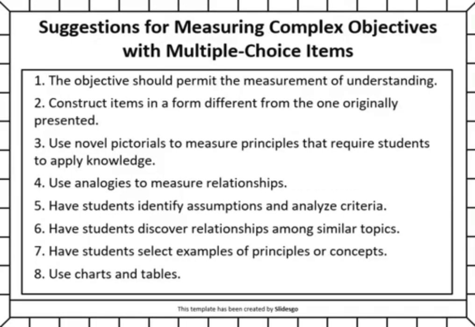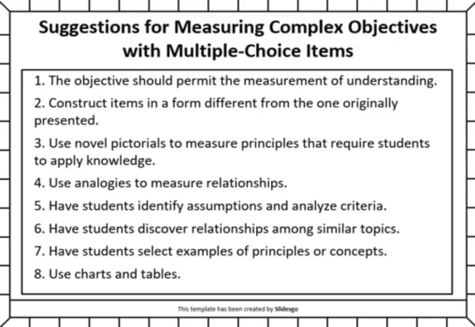So we also have here the suggestions for measuring complex objectives with multiple choice items. The first one is, the objective should permit the measurement of understanding. Second, construct items in a form different from the one originally presented. Third, use novel pictorials to measure principles that require students to apply knowledge. Fourth, use analogies to measure relationships.